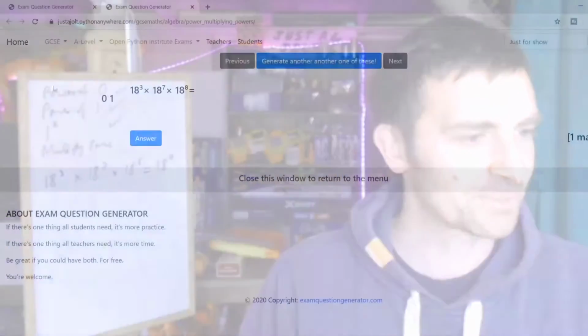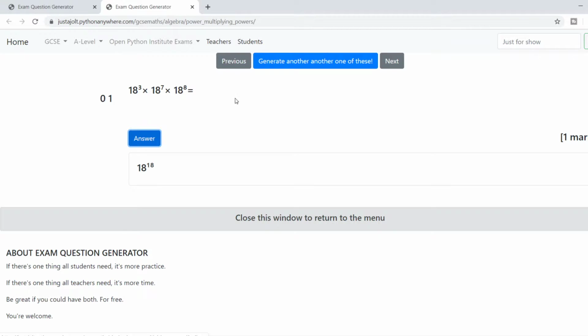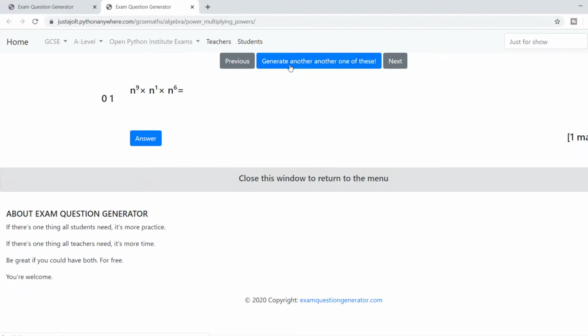So let's go back to the website now and see if that's the answer we get. 18 to the power of 18. Like I say, you could run that through a calculator if you really wanted to. Let's have another one. Oh, we've got n's now. Look at that. So we've got n to the power of 9 times n to the power of 1 times n to the power of 6. All right, fair enough. Let's see what this does.